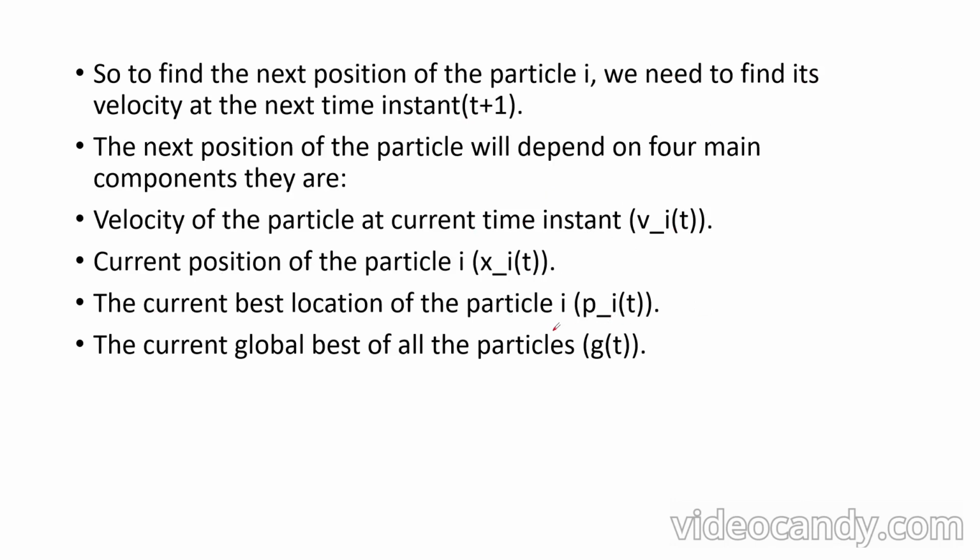So assume that we have a particle i, and this particle will always store its best position, so that this best position can be taken as a reference or as a personal best for that particle. And g(t) is the global best of all the particles. So these two are taken into consideration for updating the velocity of the particle for the next instance, so that it can be used to make the particle go in the direction of the absolute minima or global best position.